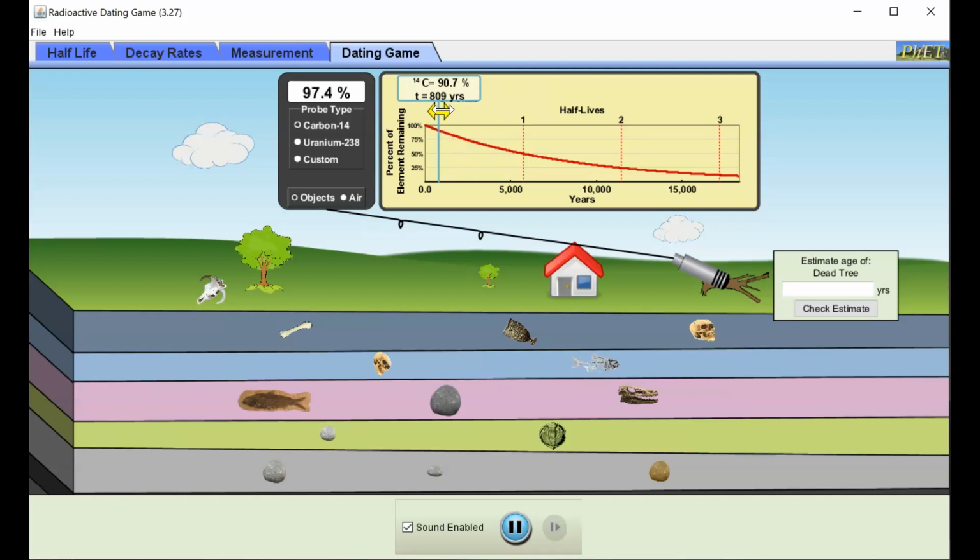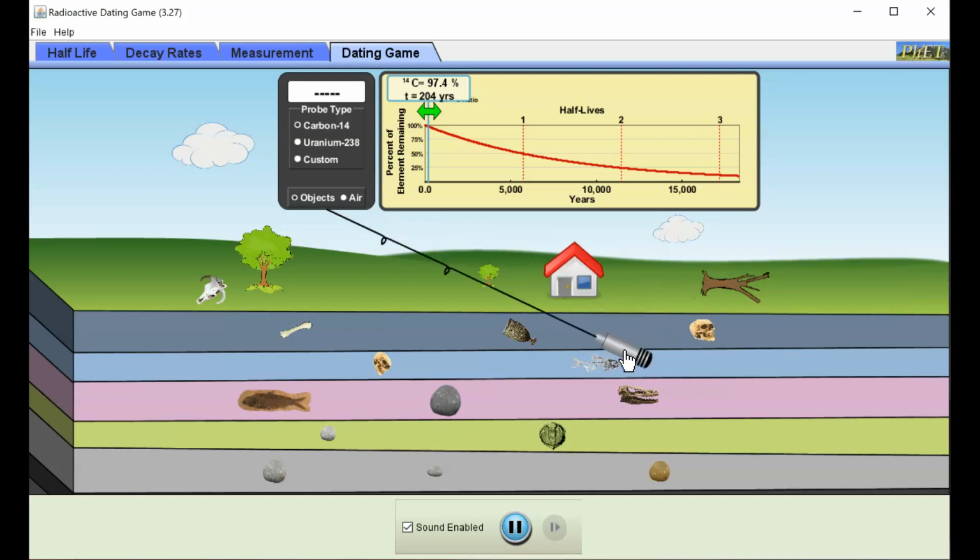So I was looking for a carbon-14 percentage of 97.4. I'm going to slide this over until I get as close as I can. Right there's 97.4. And so I'm getting that the age of this dead tree would be 204 years. So that's what I would type in the box. I can check my estimate. You don't have to be dead on with the number of years. If you get at least 2 sig figs in your answer, it usually accepts that as a good estimate of the age of the tree.